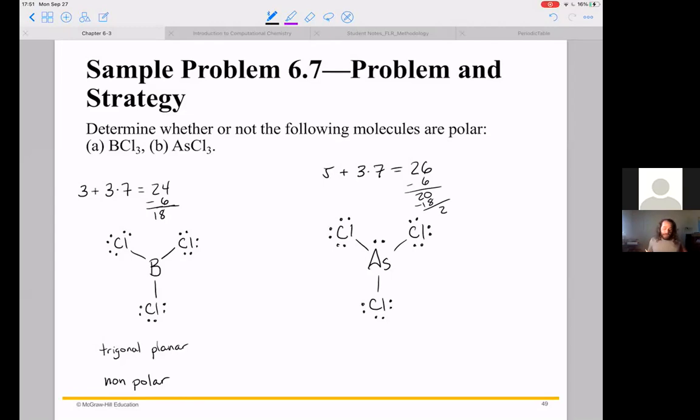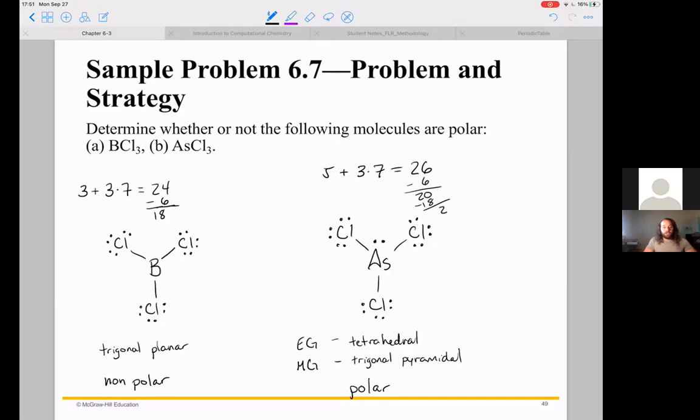Okay. Now my electron geometry, because I have 1, 2, 3, 4 electron regions, the electron geometry, I'm going to be shorthanded and just write EG for electron geometry, is tetrahedral. But one of those is occupied by a lone pair. So the molecular geometry is going to be trigonal pyramidal. And because that central atom has a lone pair, this molecule will be polar.